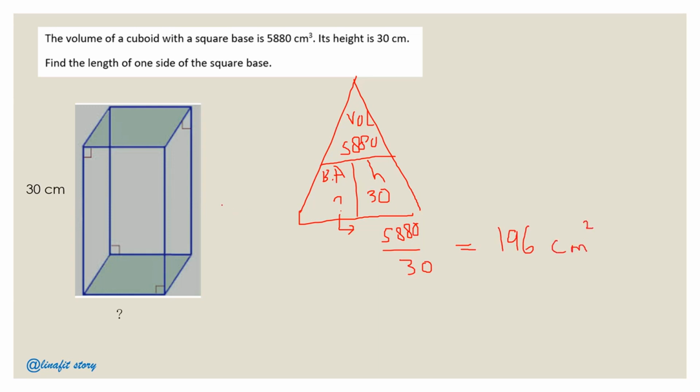And then the question is asking, find the length of one side of the square base. The base is a square. To get the area of a square is length times length. Then how to get the length? Find the square root of the area. The square root of 196 is 14 cm.